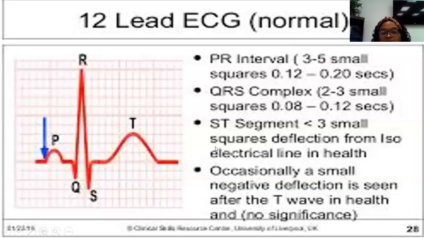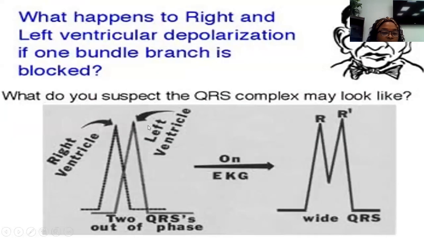So let's look at what is a normal measurement for our QRS complex. Normally our QRS complex measures only about 2 to 3 small blocks, or 0.08 to 0.12 seconds. If you look over here at the heartbeat, you can see one or two blocks. So what happens to the right and left ventricle depolarization if one bundle branch is blocked? What do you suspect the QRS complex may look like?